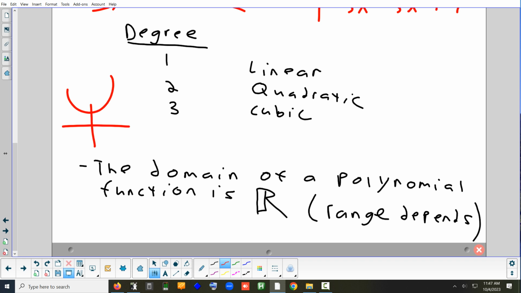No. A parabola might have a minimum and go up forever, or it could have a maximum and go down forever. But you'd have to find that minimum or maximum in a parabola. So the range can depend on the problem. But domain is always all real numbers.